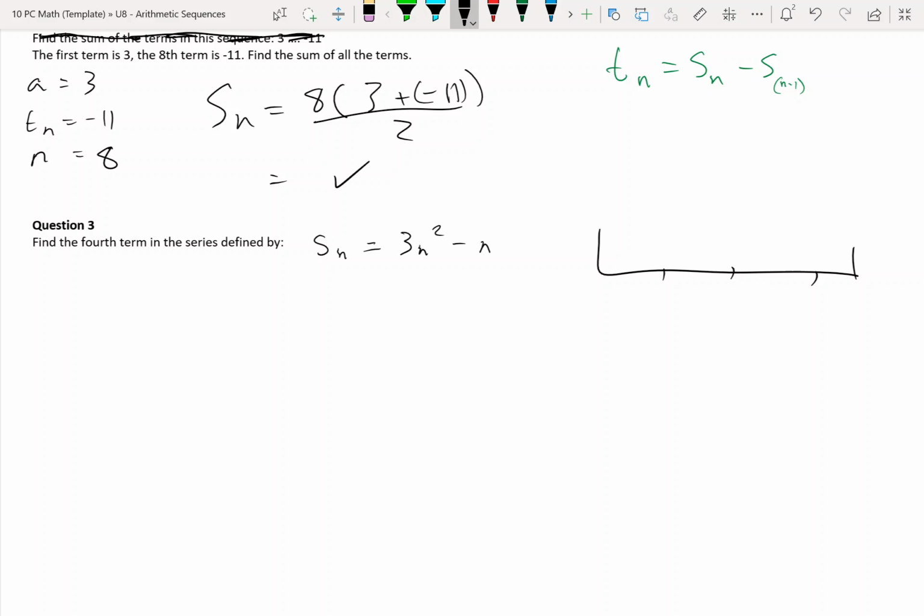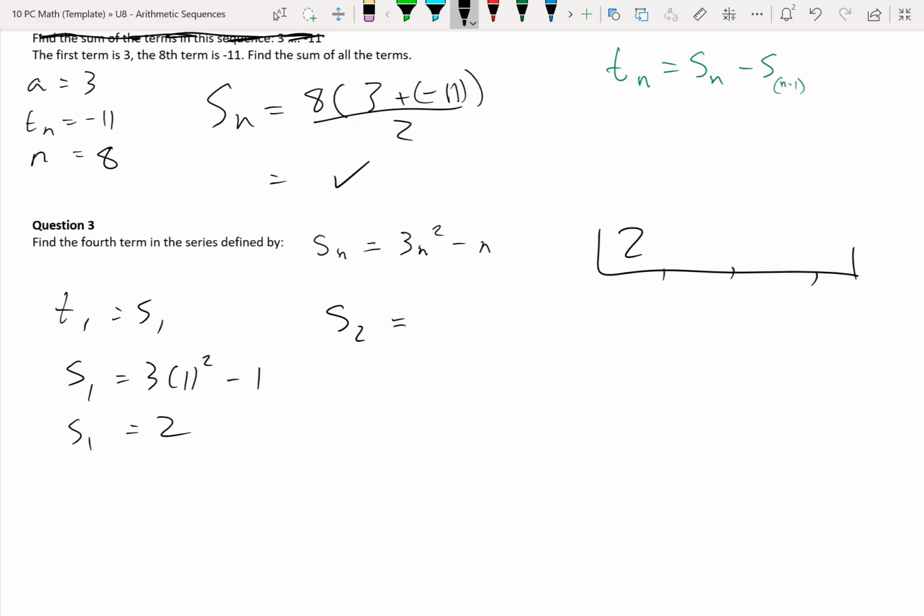Okay, let's find T1. So T1 is the same as S1. The sum of all the numbers in 1 is just the number. So let's sub in 1 and figure it out. So S at 1 is equal to 3 times 1 squared minus 1. So when I solve that, 1 squared is 1, 3, that's 2. First number in the list is 2. Cool. Now let's find the second sum.